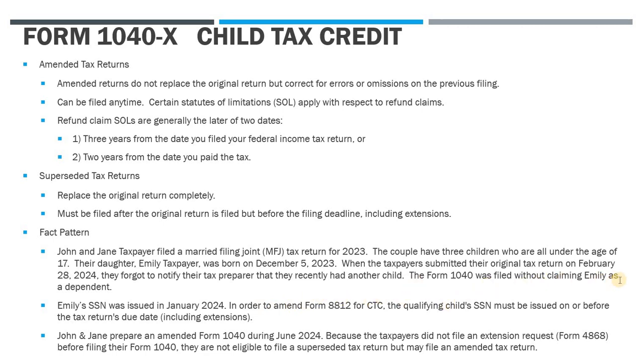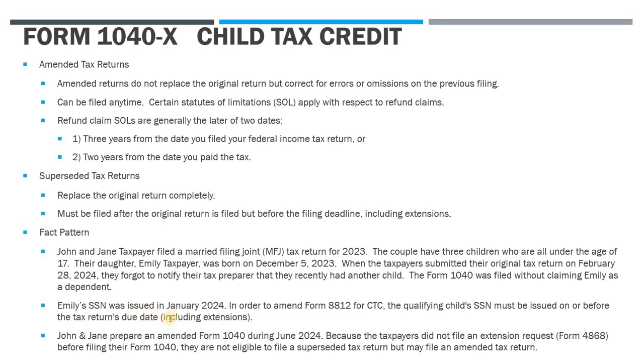Now, when the taxpayers submitted their original tax return in February 2024, they forgot to tell their tax preparer that they had another child, right? This happens too frequently. Everybody's just kind of rolling forward the data from last year. You forget to add these new things. So the Form 1040 was filed without claiming Emily as a dependent.